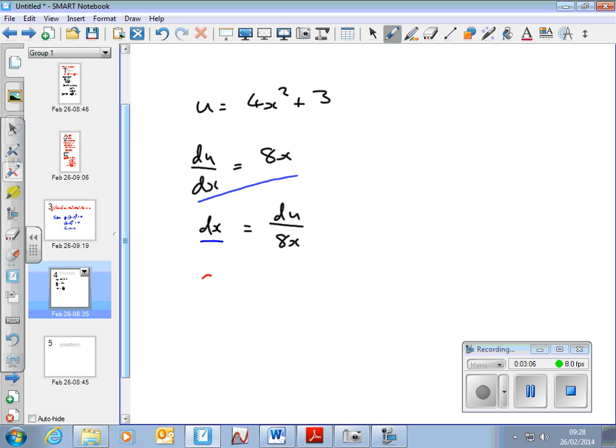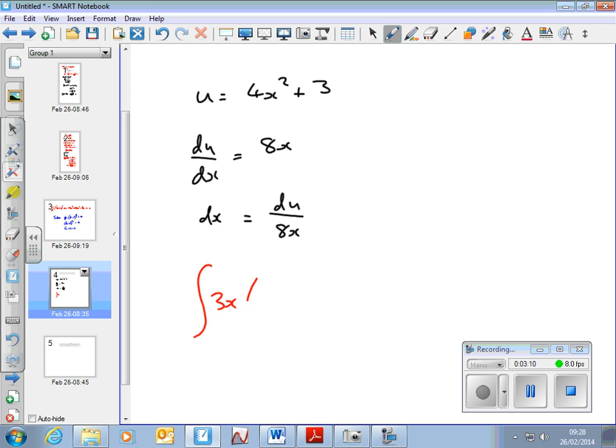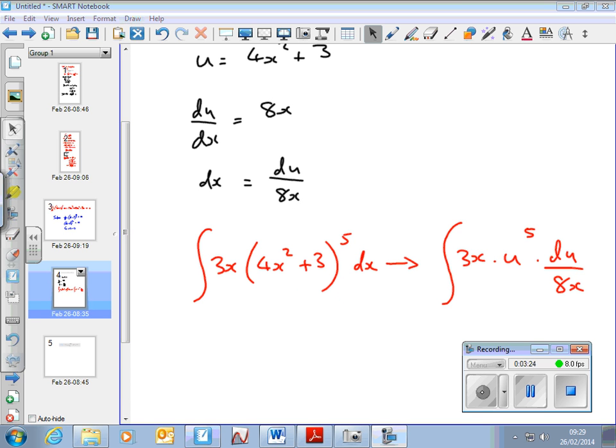So the original integral, 3x times 4x squared plus 3 to the power 5 with respect to x becomes, write down what the integral becomes. Hopefully you got that. I've replaced the bracket with u, and I've replaced dx with du over 8x. At this point, x has cancelled, and that must happen. The original variable must disappear, and it has.